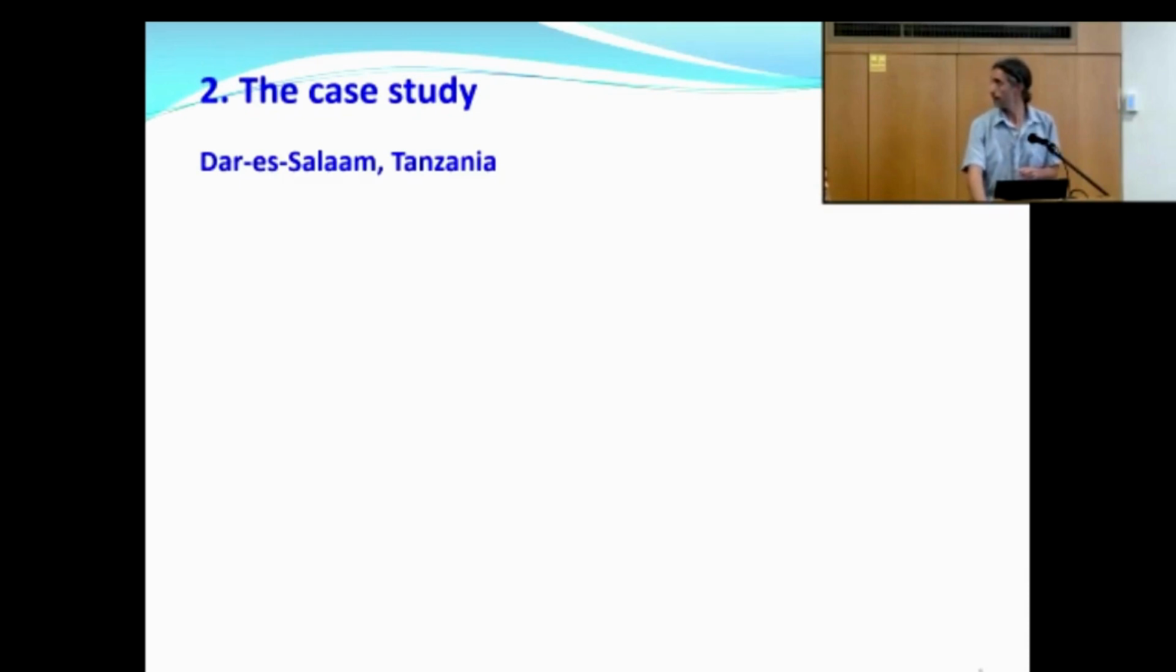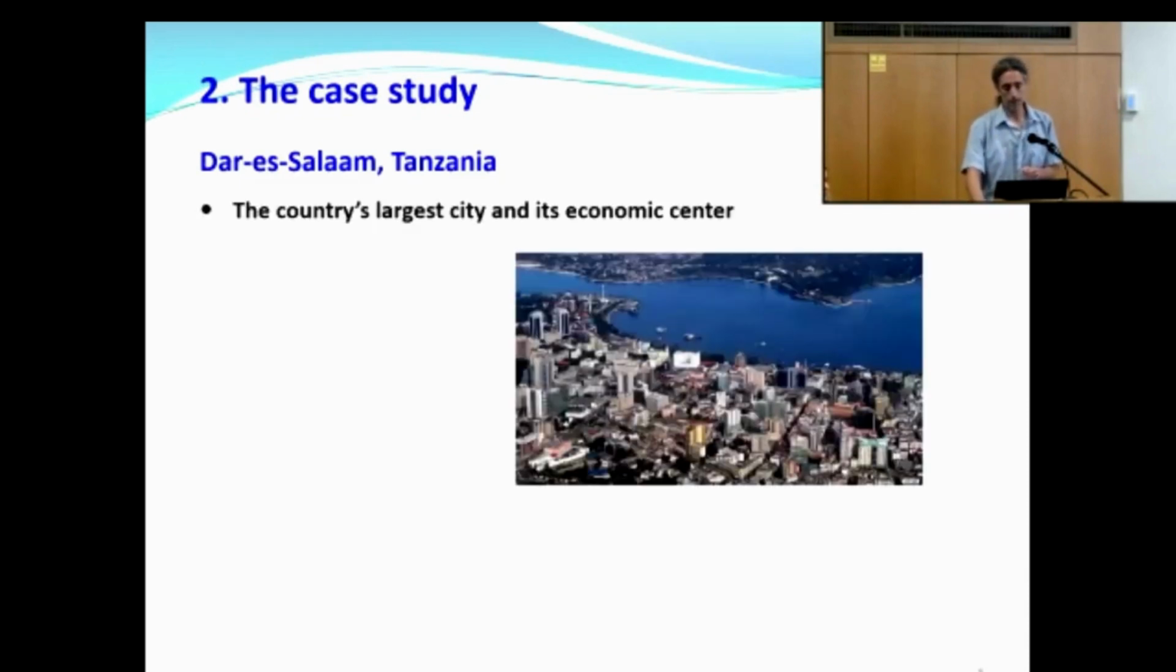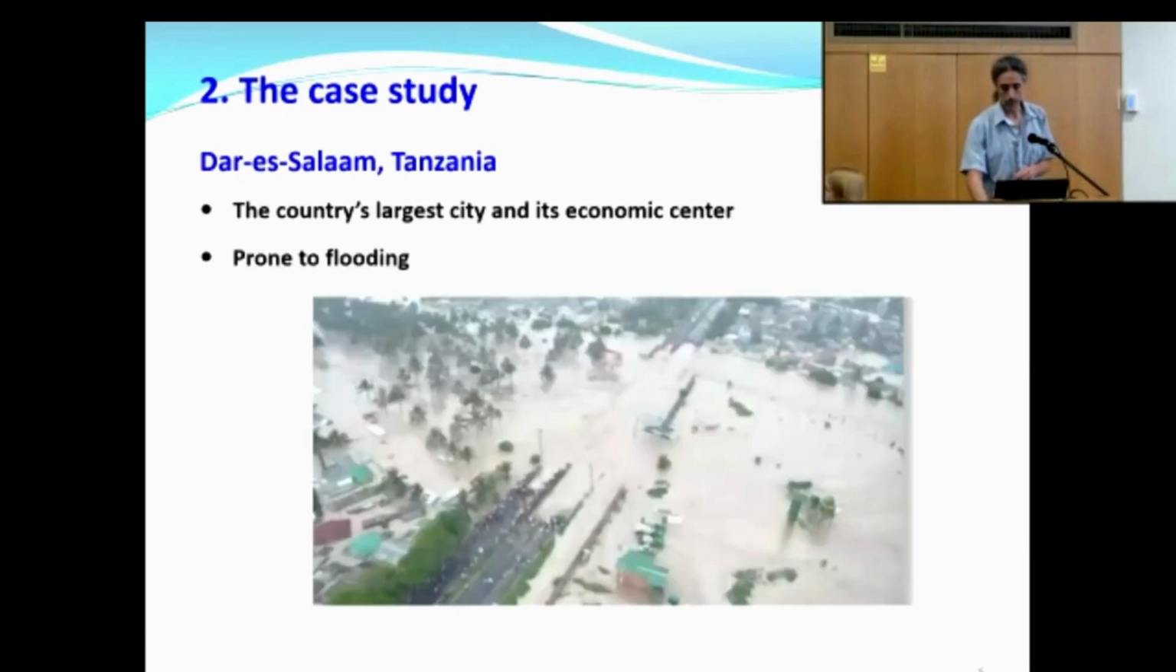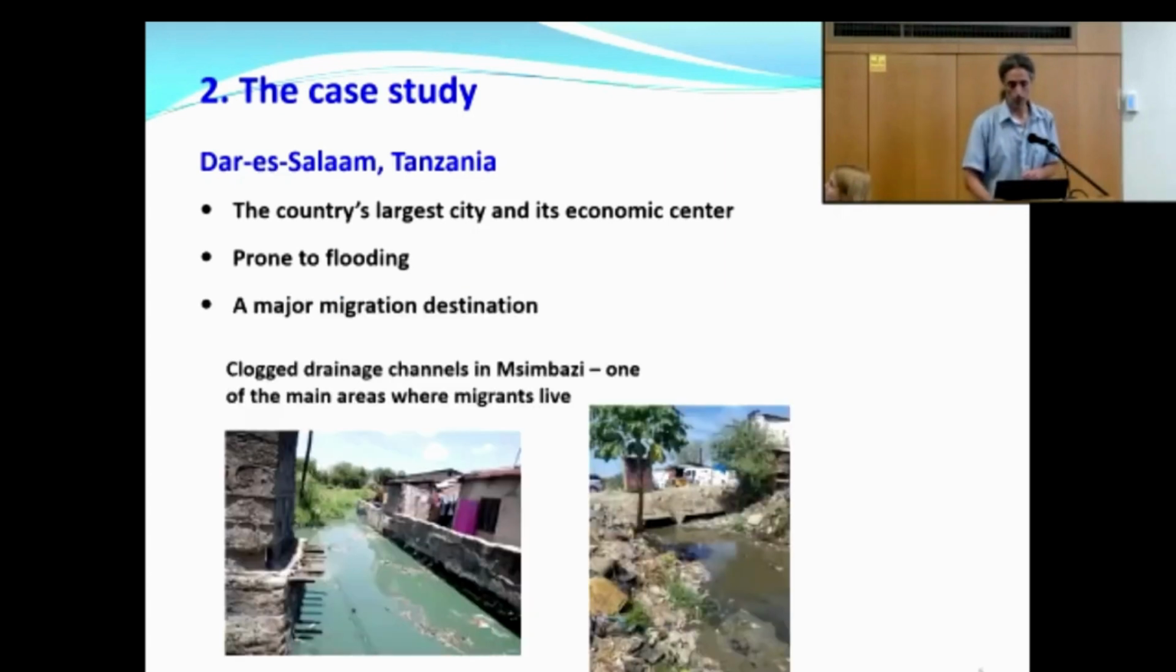The case study is Dar-es-salaam in Tanzania. It's the country's largest city, its economic engine, so people migrate to Dar-es-salaam from all across the country. It's prone to flooding. This is just one of the floods that happened in Dar-es-salaam several years ago. There are two rainy seasons, like in pretty much all of Eastern Africa, and floods happen every once in a while. And it's a major migration destination.